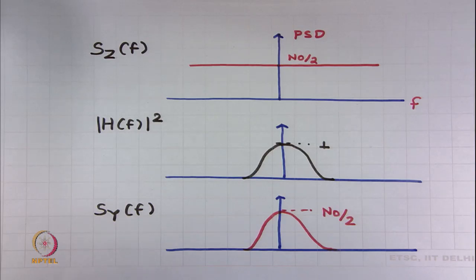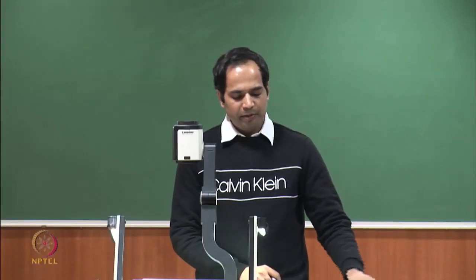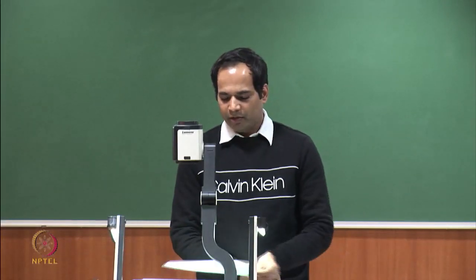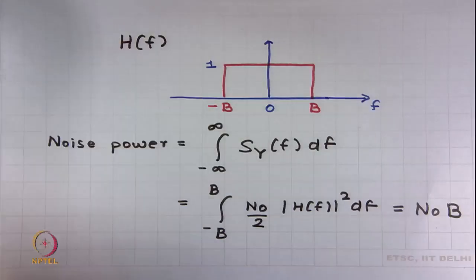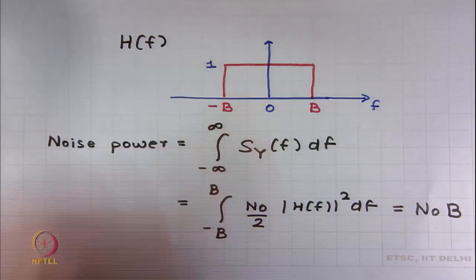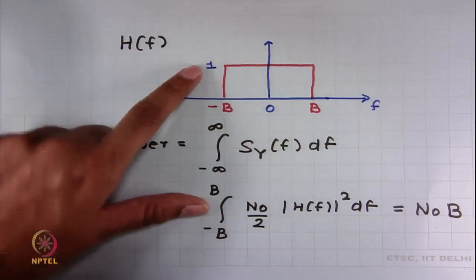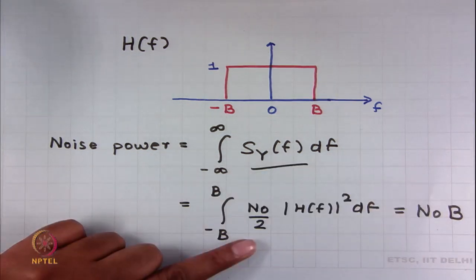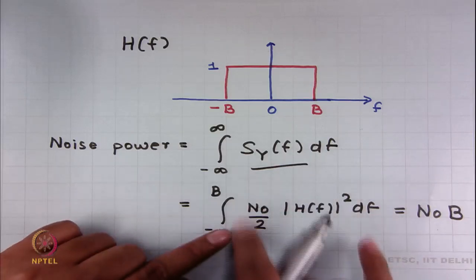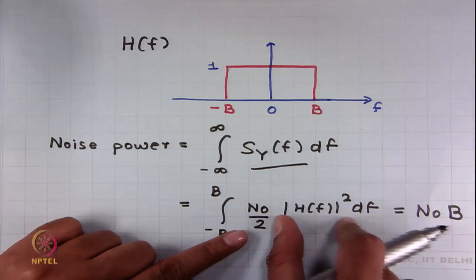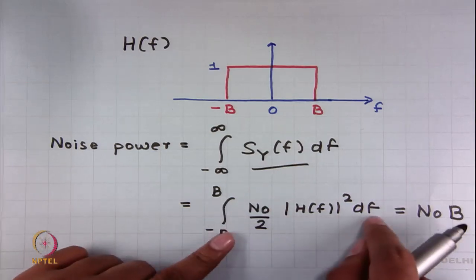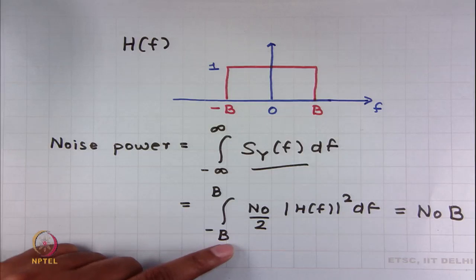Finally, the last point where we would like to talk about this noise power and try to understand the idea of N naught by 2 is, let us now pass this noise through this filter. This is a rectangular shaped filter whose magnitude is 1 and it has a bandwidth of B. Noise power can be obtained by integrating the output power spectral density. This power spectral density, as we have seen, is nothing but the power spectral density of white Gaussian noise, which is N naught by 2, multiplied by the mod square of the frequency response of the filter, and you have to integrate this from minus B to B to obtain the total noise power.